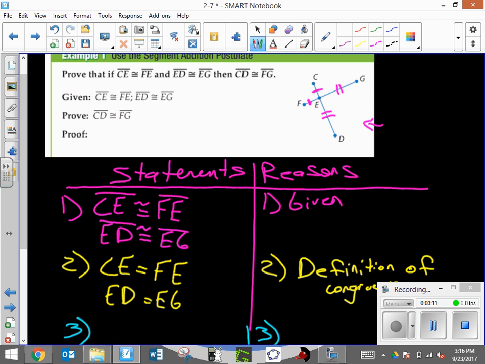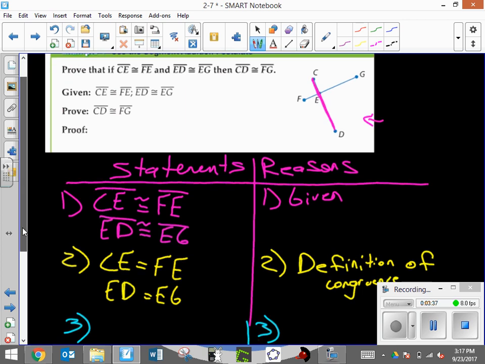If we use it, say, on CD first, let's use that segment addition postulate on segment CD. So I'm going to erase my marks up here again. I want to use that with this segment right here. If I want to use that postulate, then I know that segment CE plus segment ED should equal the whole thing. Let me write that down for us.